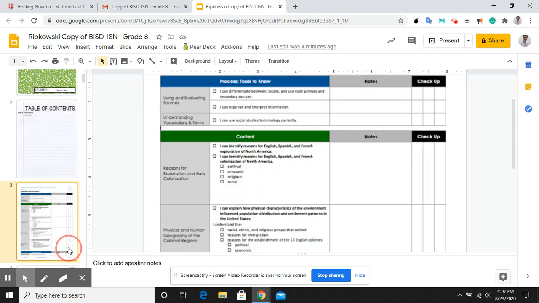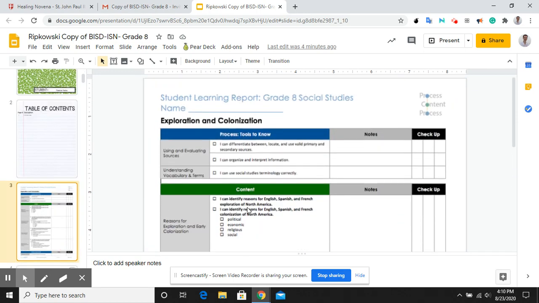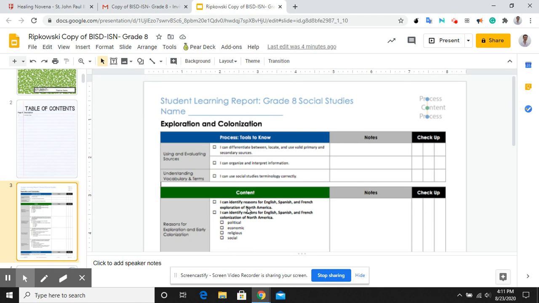Moving on to slide number 3. This is known as the student learning report. This is done at the very end of a unit. So we've got multiple things here. We've got process tools to know, using and evaluating sources. So right here, I can differentiate between and use valid primary and secondary sources. Can you check that off?